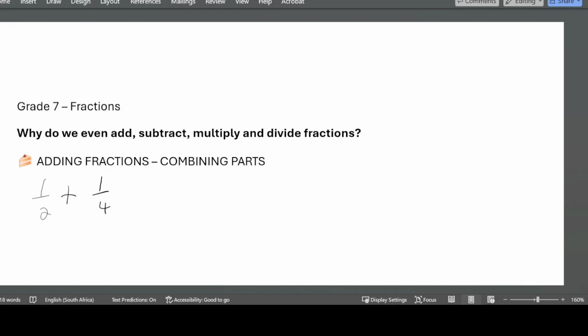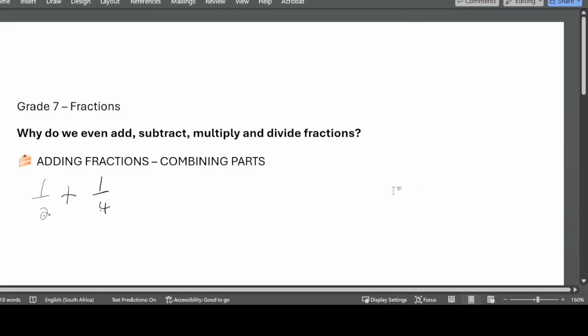And you do remember the rule that when you add fractions, you need to make the denominators the same. You don't add fractions that have different denominators.